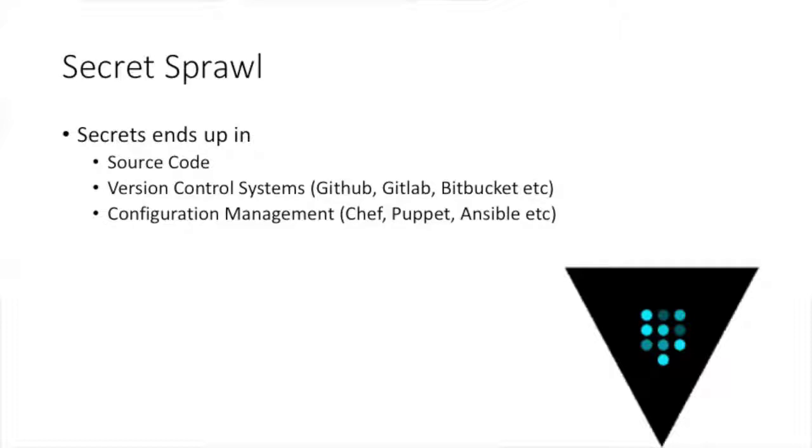So in this world right now, what we're living in is basically something called secret sprawl. We have secrets that are basically in source code sometimes. They're in version control systems, like GitHub or Bitbucket. Sometimes you see your secret in there, how to actually log in, an API token sort of thing. They might end up in your configuration management, like Chef, Puppet, or using Ansible to automate your environment. You might actually have secrets inside that code too.